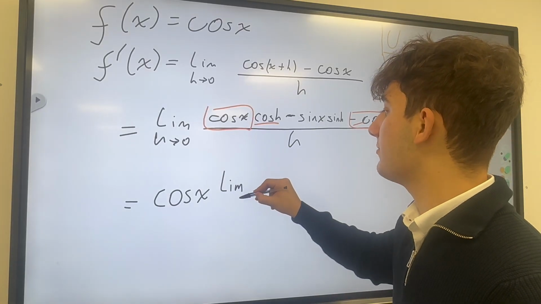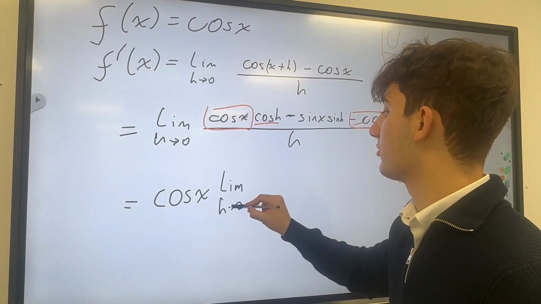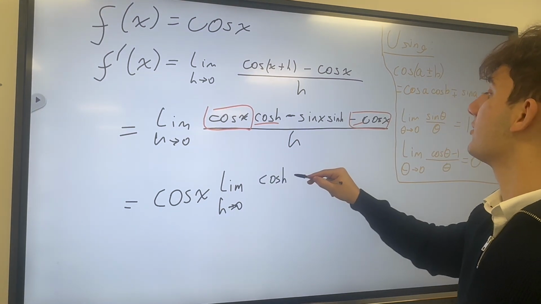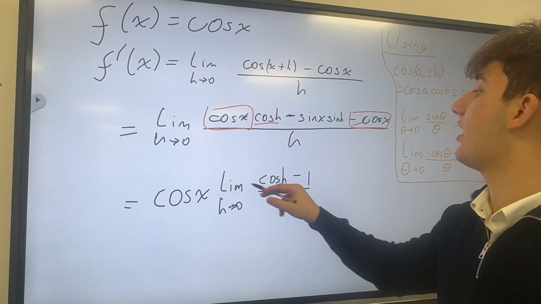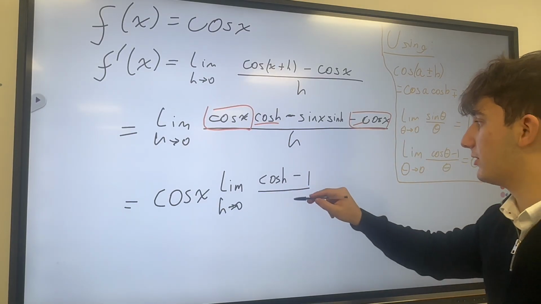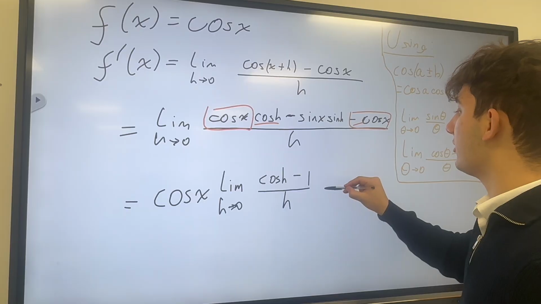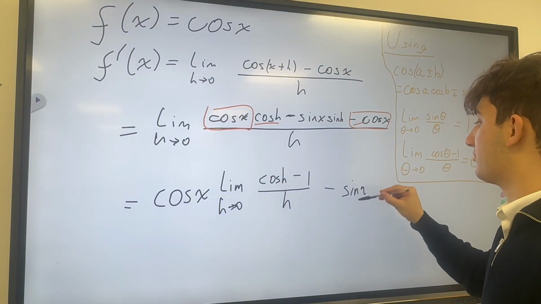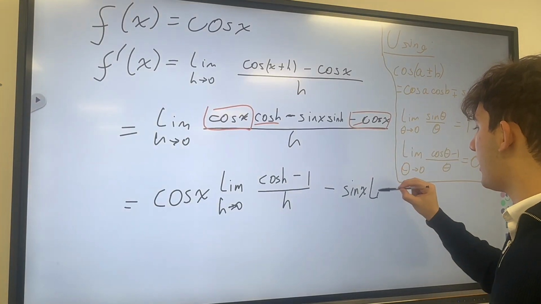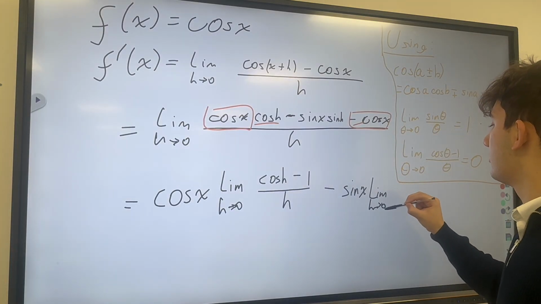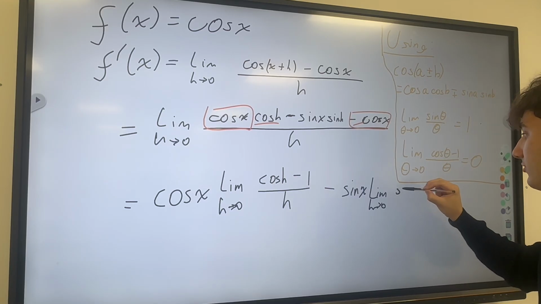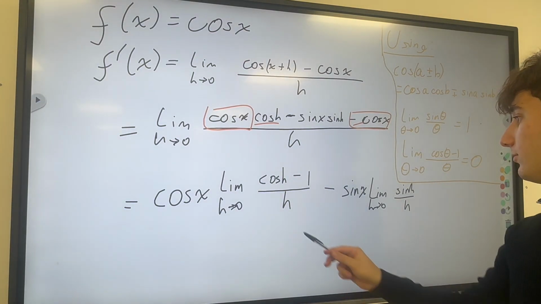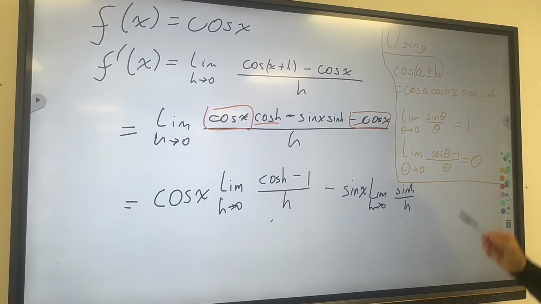So times by the limit, as h goes to 0, of cosine h, and then that's a minus 1 there, because if you times them out, that's what you get, and then we put it all over that fraction h. Now minus, again, we can take out the sine x, because it doesn't really affect us in any way, and then times by the limit again, of this time is going to be sine h over h. Cool. And once again, we see our two limits show up.